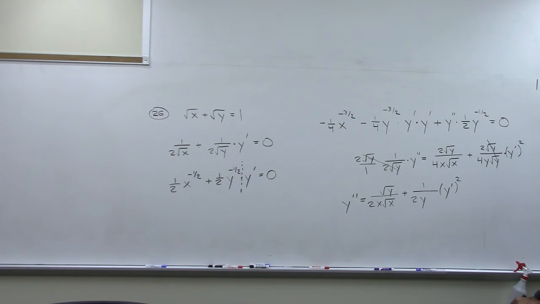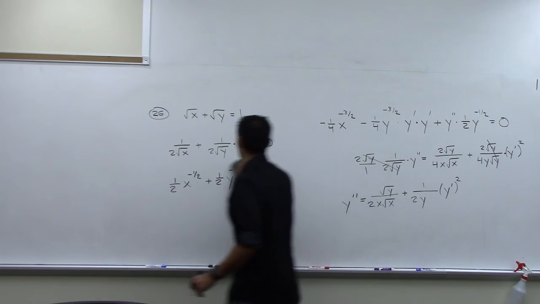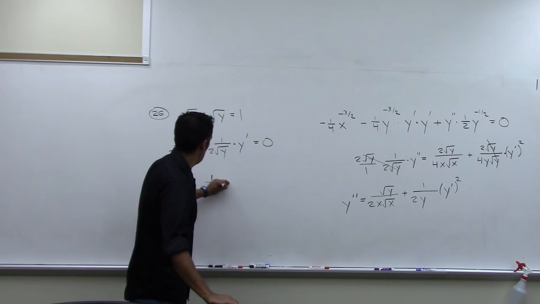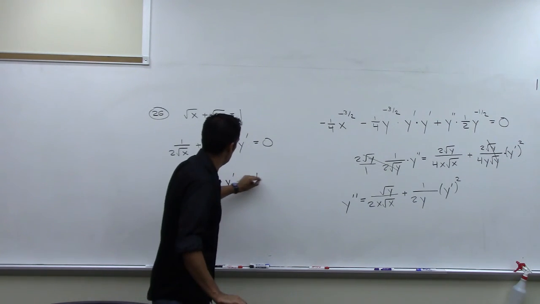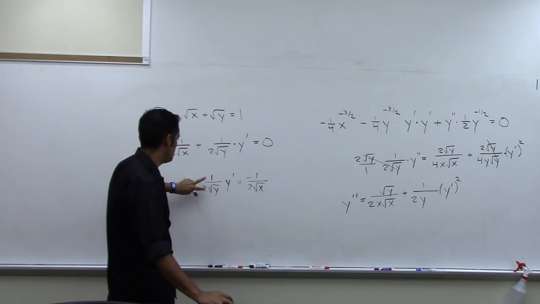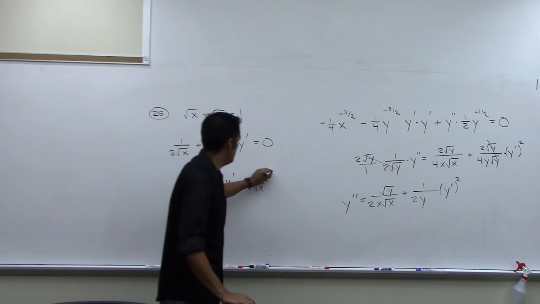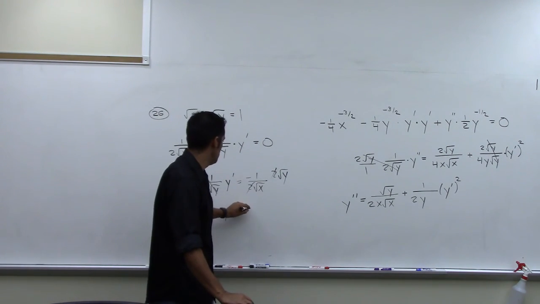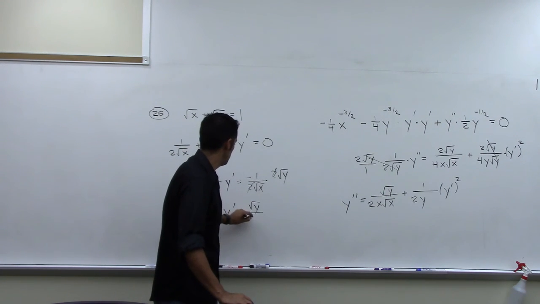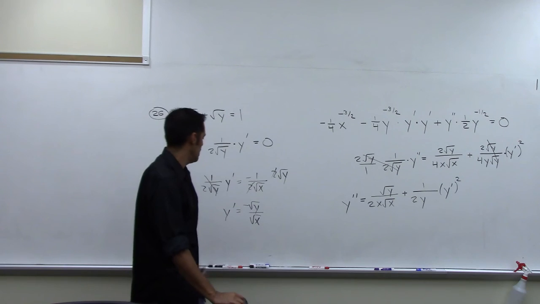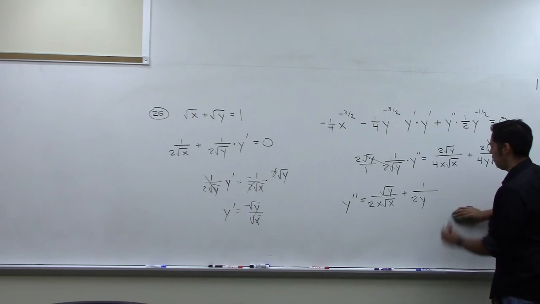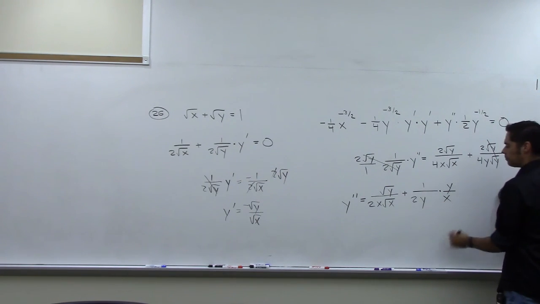Let's try this. What was y prime? Let's go back over here and figure out what y prime was. I do 1 over 2 root y, y prime equals, move that to the other side, negative 1 over 2 root x, and then multiply the reciprocal on both sides. It goes away here. I'm multiplying a 2 root y here. 2's cancel. I'm getting y prime is equal to root y over root x, but negative. And if I put that in right here and square it, I'm just going to get y over x. And the y's cancel.